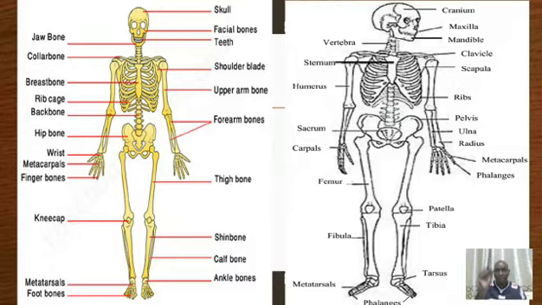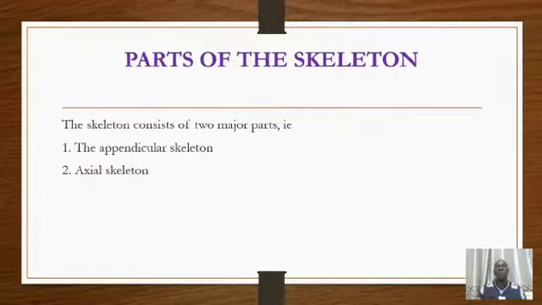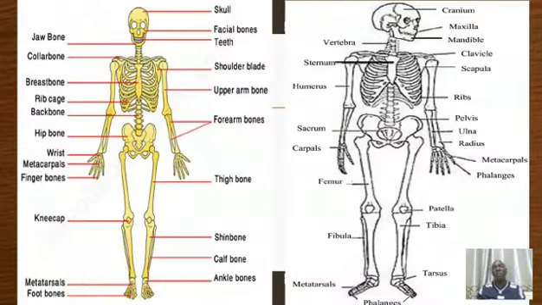However, when you look at the cranium, look at the skeleton on the right. The cranium has some joints which are immovable. Those immovable joints, we call them the sutures. We are going to come to them, the sutures.